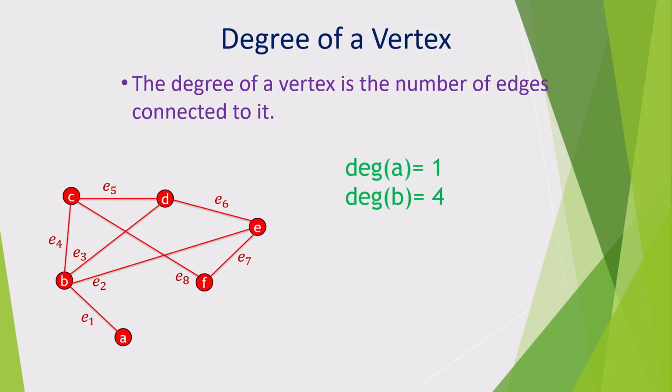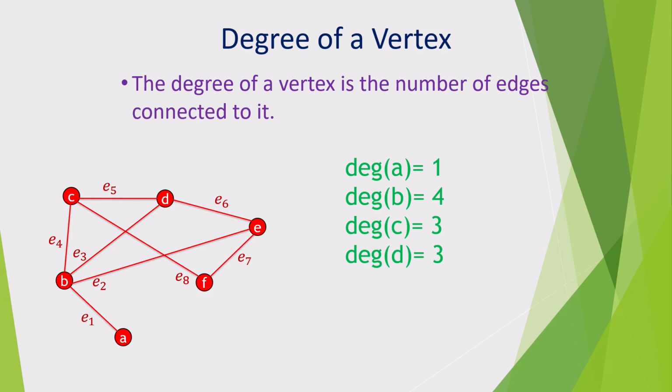For C, there are three edges incident on C. First edge is E4, second edge is E8 and third edge is E5. So the degree of C is equal to 3. Next vertex D, there are three edges incident on D: E5, E3 and E6. Therefore the degree of D is also 3.